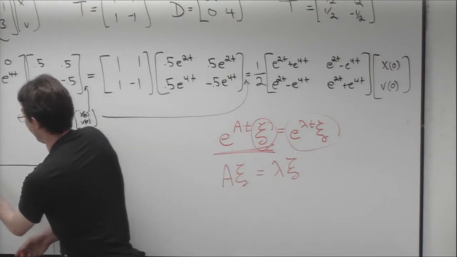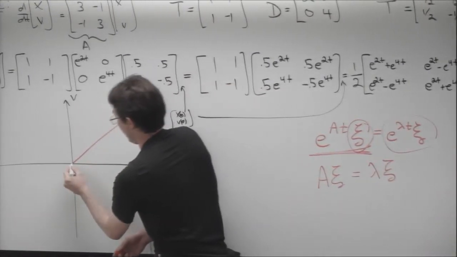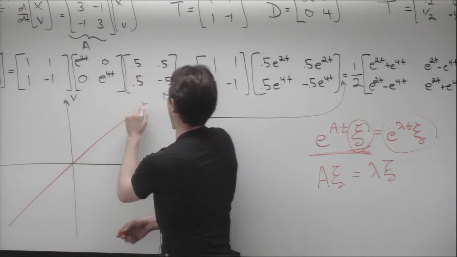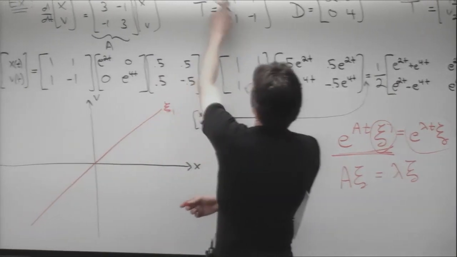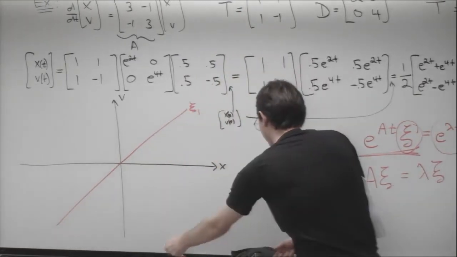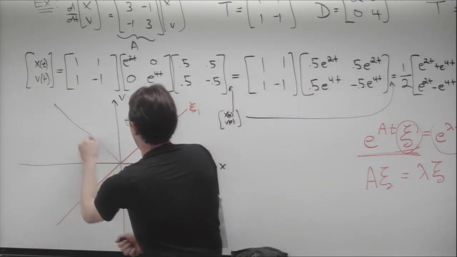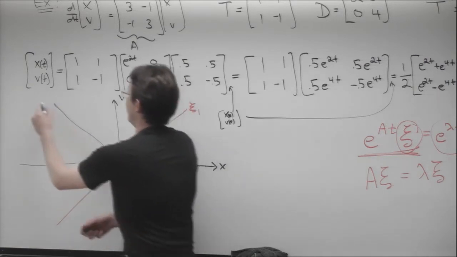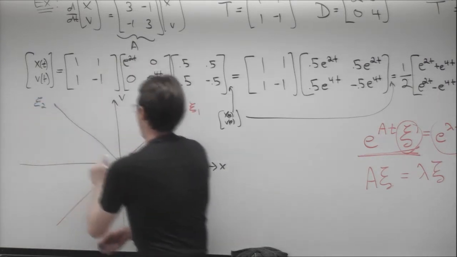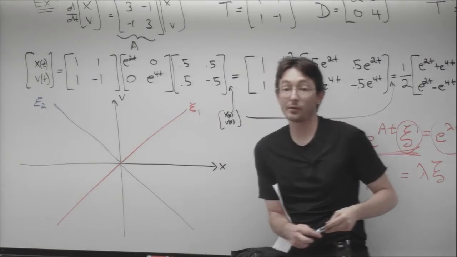So for this system, we had xc1 in the 1, 1 direction, and we had xc2 in the 1, minus 1 direction. Those were our eigenvectors.